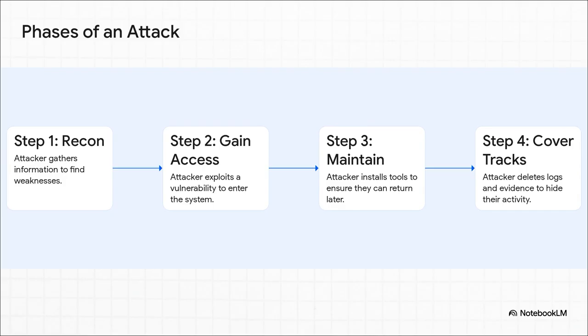See, a real attack isn't a single event. It's a process, a campaign. It starts with reconnaissance. That's the attacker scoping out your fortress, looking for a weak spot on the wall. Then comes step 2, gaining access. They find a vulnerability and use it to get inside. But they're not done. Step 3 is maintaining access. They'll install backdoors so they can get back in whenever they want. And the final critical step, covering their tracks. They delete logs and hide evidence so you'd never even know they were there.